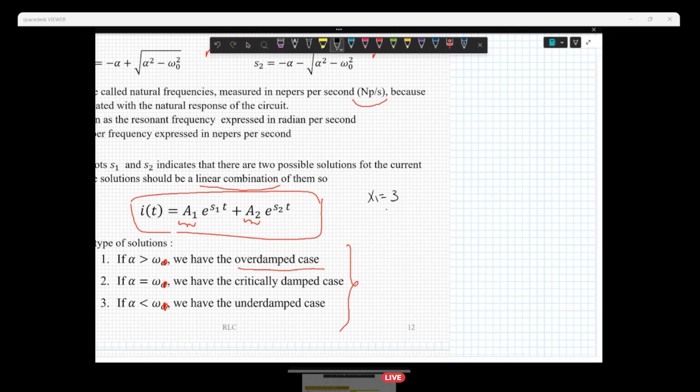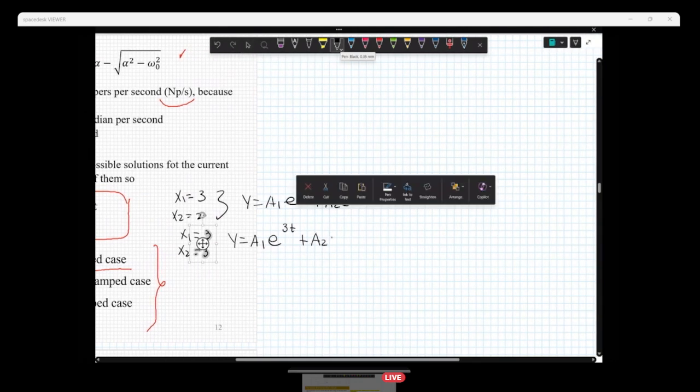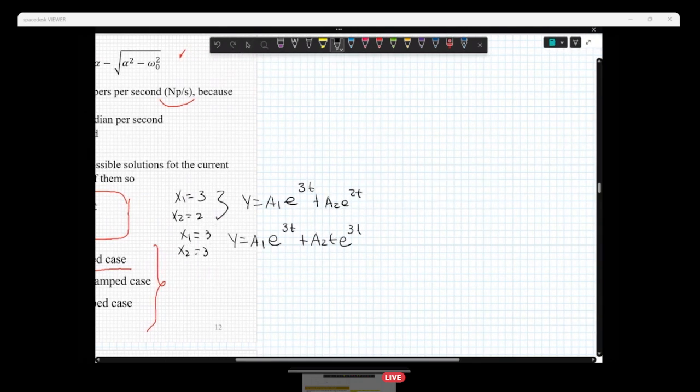So you get x1 equals 3, and then x2 equals 2, right? When you write down the formula, it'll be a1 e to the 3t plus a2 e to the 2t. But if you got a repeated root after your quadratic formula, that changes things. So you're going to get a1 e to the 3t, but then plus a2 t e to the 3t.